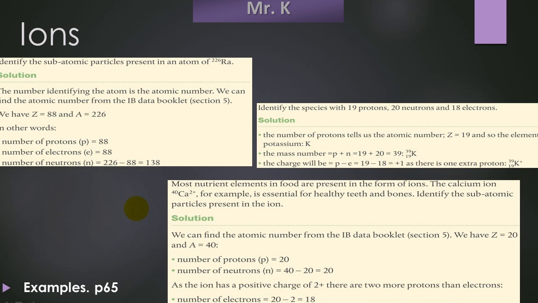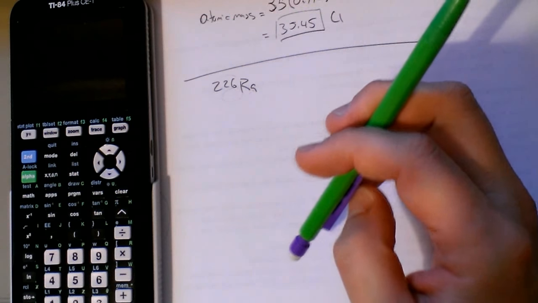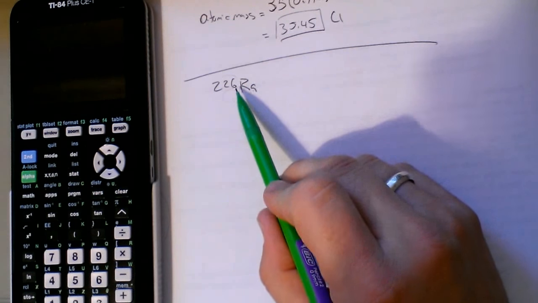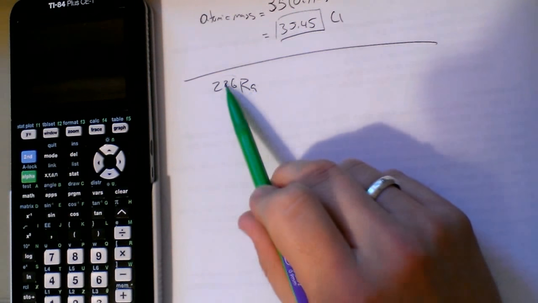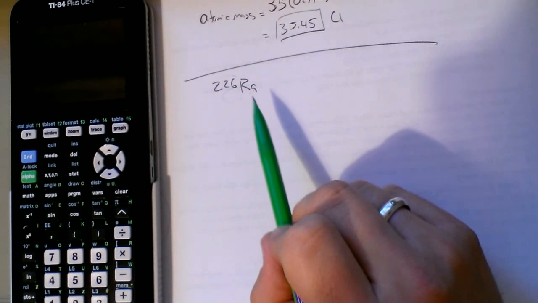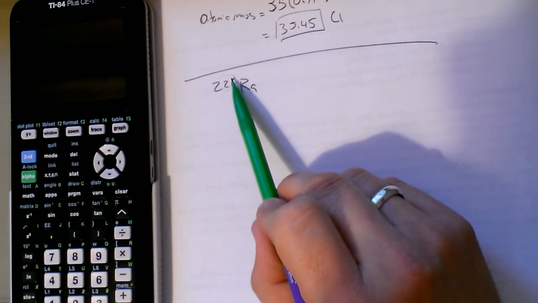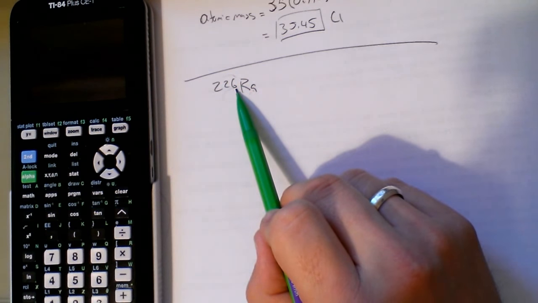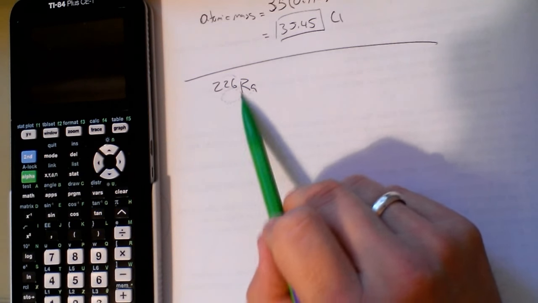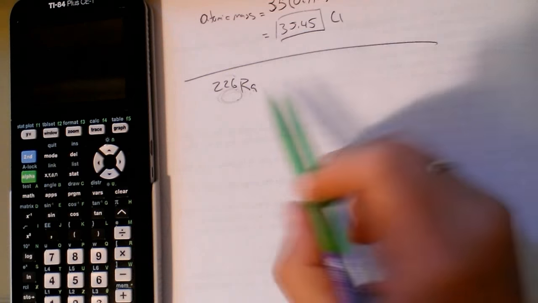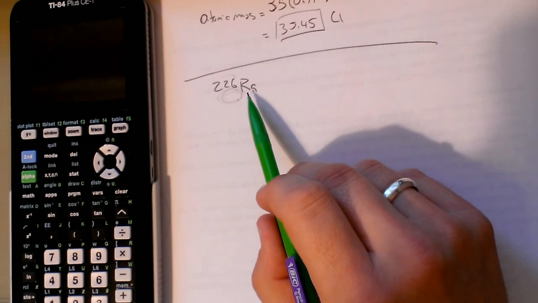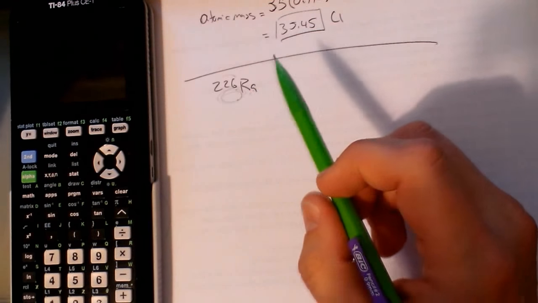And we're going to do a couple more problems. This is a problem from your book, page 65. It asks us to identify the subatomic particles in radium-226. It's an isotope of radium. What we'll notice is the mass number is written down. It tells us the mass number is 226, but there's a gap here. There's no atomic number. But that's okay because all isotopes of radium have the same atomic number.